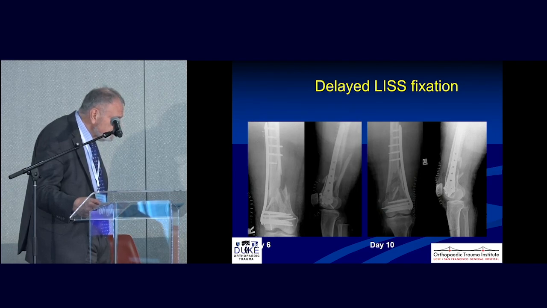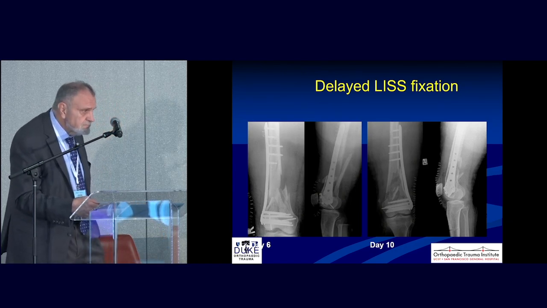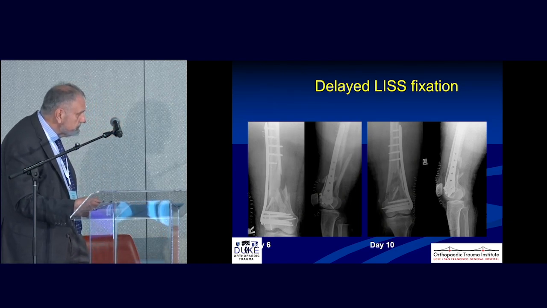You tend to have better union rates, I think. Certainly better union rates than the lock plates that have about a 10% non-union risk, but the reduction is not quite as good sometimes. Which speaks for the good indication for CT scan. So I look at the CT scan to see if I can nail it. And the polar screws that Kyle talked about, the blocking screws can be really helpful for retrograde femoral nailing.